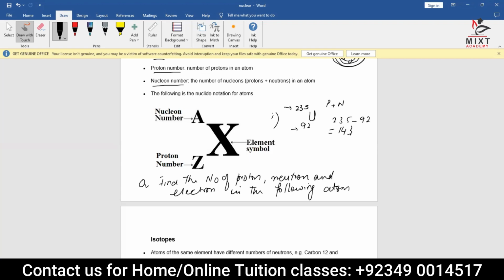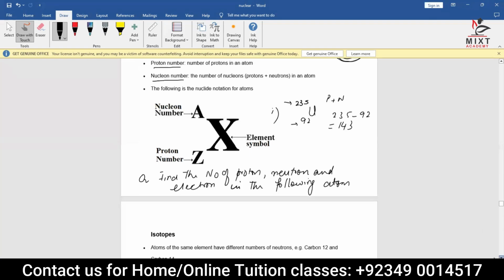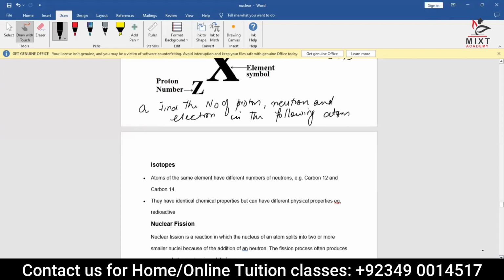Now I want you to write this first and then we will see to it. This is called isotopes. Isotopes, anyone knows what are isotopes? By the way, atoms of the same element having different number of neutrons is called as isotopes. I want you to write further till here after that.